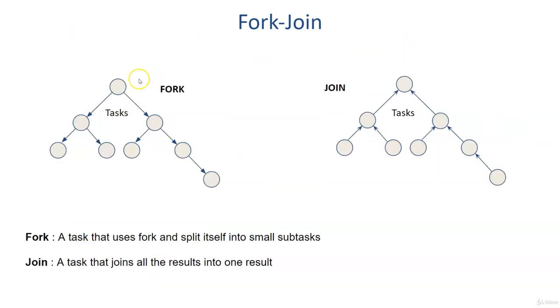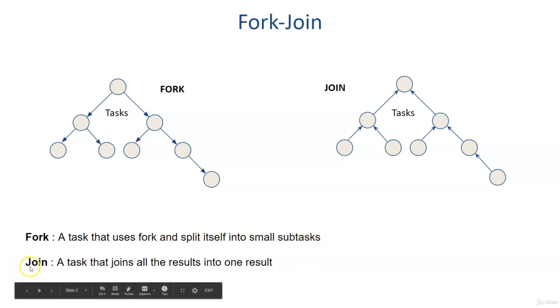Fork join splits the main task into subtasks. So the first task is split, in this example, into two tasks, and then the subtasks are further split into multiple tasks. And then the results of the subtasks are joined into the main task. So all the results are basically joined into the main result. Fork: a task that uses fork splits itself into smaller subtasks. Join: a task that joins all the results into one result.